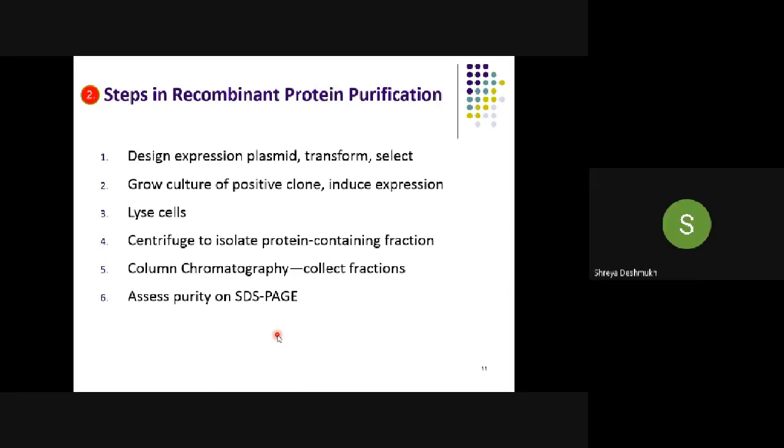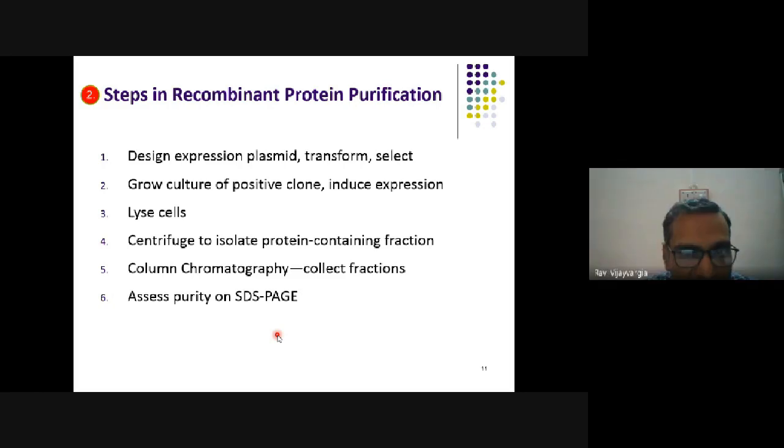Yes, sir. So that is one of the common protein stains. It will stain the proteins, and based on the stained proteins, you can assess the purity of your protein. Okay. So these are the steps whenever you are doing recombinant protein expression and purification.